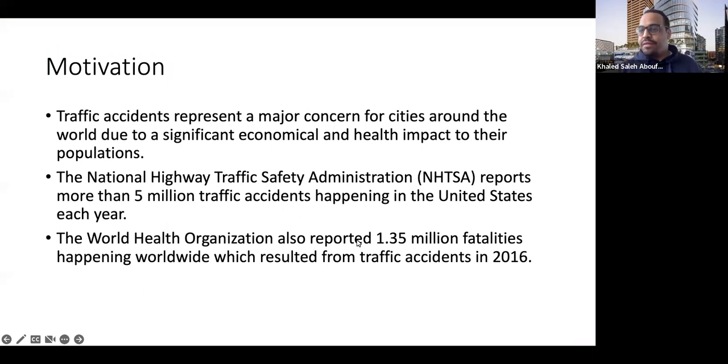So we'll start first with some motivation about the problem that we were trying to tackle in this paper. The motivation for us was that the number of traffic accidents happening globally is quite significant, and it has a lot of economic, social, and health impact on populations all over the world. Just one simple number reported by NHTSA in the US is that more than 5 million traffic accidents happen every year in the US. And even the World Health Organization has reported that more than 1.35 million fatalities happen worldwide as a result of traffic accidents. So the impact of this problem is quite huge.